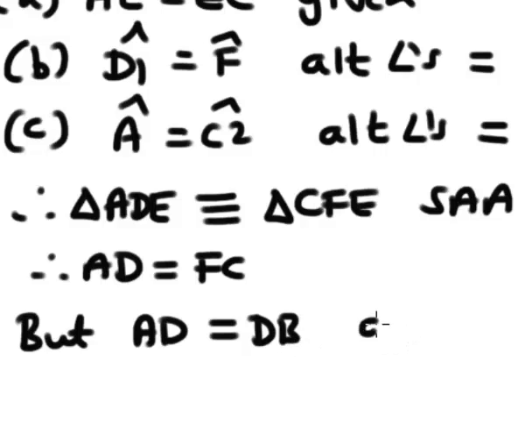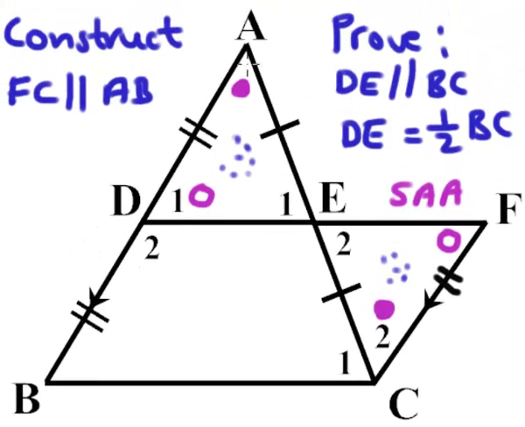And that is given to us. Look at that carefully. We've got AD is equal to FC proved via congruency, but now we've also got AD is equal to DB. This piece here is equal to that piece. Now, if that's the case, all of these three lengths are equal.